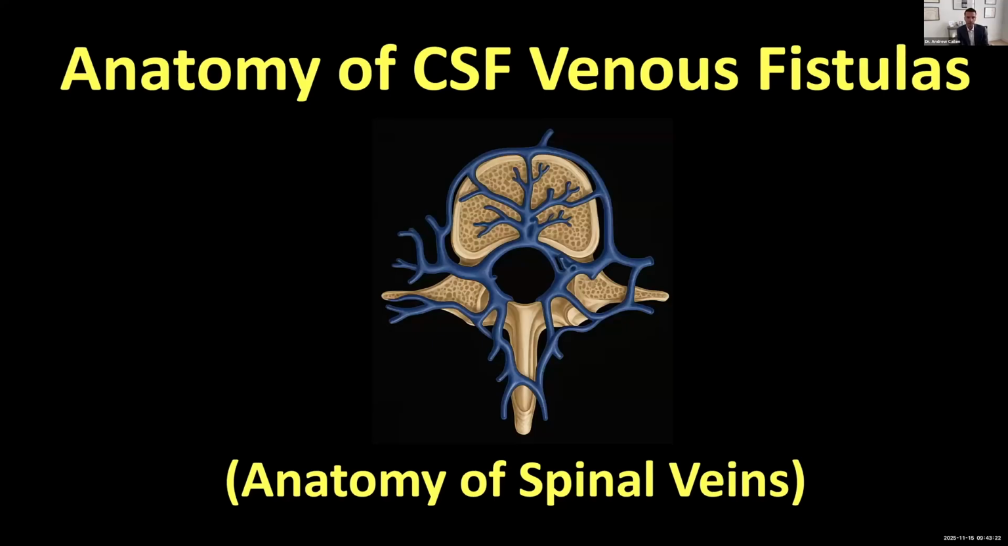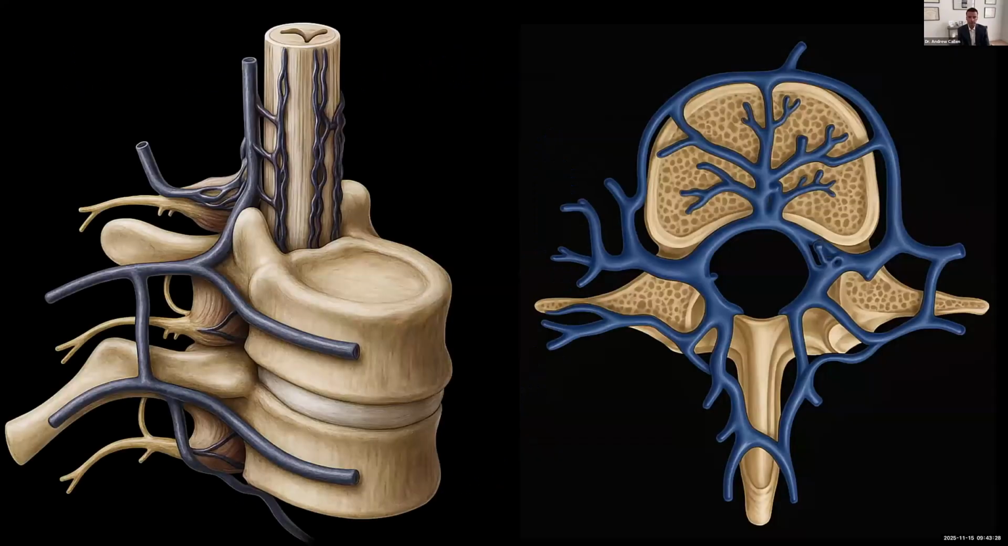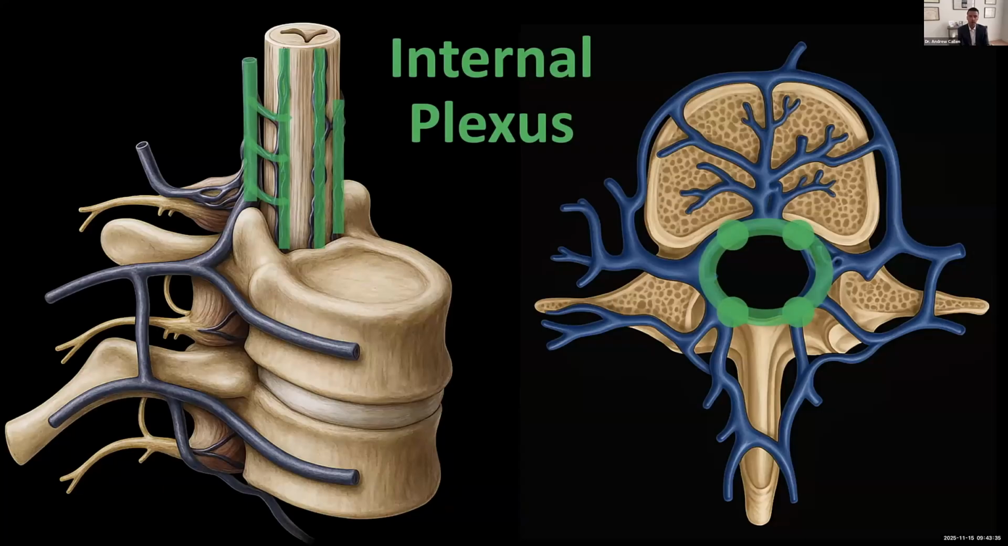Okay, so let's move into the anatomy of CSF venous fistulas, and again, really the anatomy of spinal veins. When we think about the spinal venous system, I think we could break it down into 3 general compartments. The first is the internal epidural venous plexus. This is the venous system that occurs in the intracanalicular space within the spinal canal itself. The veins that surround the dura itself. There's very complex anatomy here, but it's very closely opposed to the dura and to the vertebral body margin.